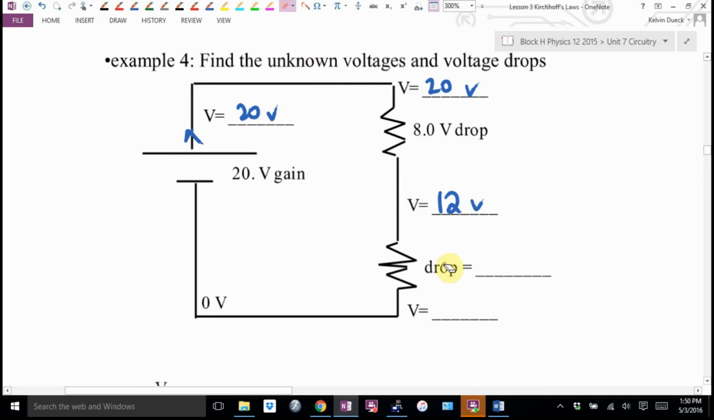Then I don't know. Wait. How high am I here? 0. How high am I here? 0. How high am I here? 0. How high was I here? 12. How high am I here? 0. What must I have lost going through that resistor? 12. Got it.